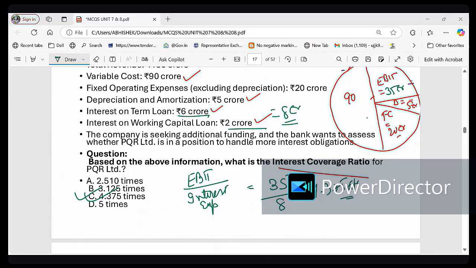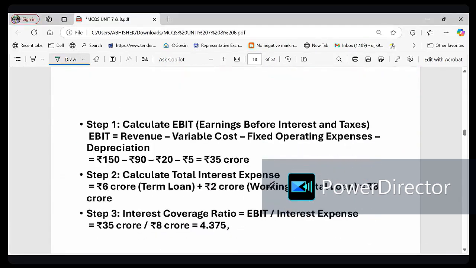I hope it is clear now, right? Now, suppose ICR is less than 1, right? What would that mean? Is it a good thing or a bad thing? Will the bank give the loan or not? Type yes if the bank gives the loan. Type no if the bank will not give the further loan.